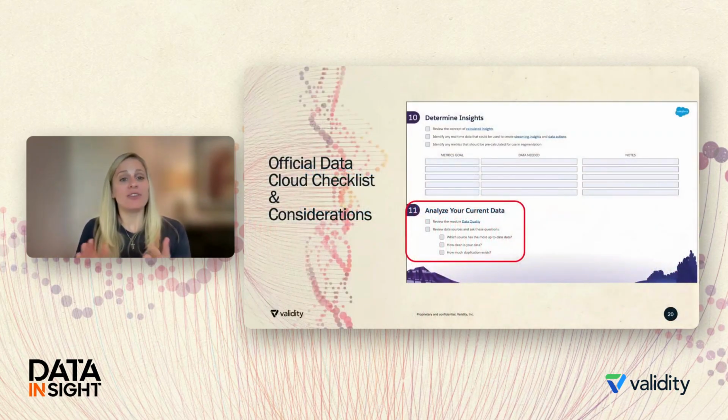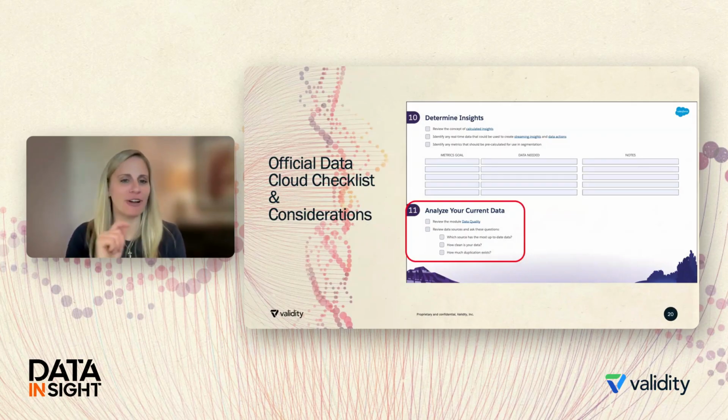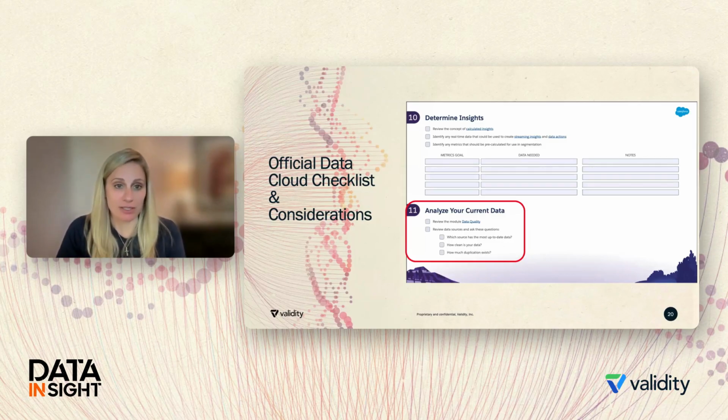All right. So again, another proof point for you. This is also in your resources, but I was looking through the very last point in the official Salesforce Data Cloud checklist and considerations. They say: analyze your current data. What does it look like? Take the Data Quality Trailhead. How many duplicates do you have? It's prompting you to look at these problem areas that are going to affect, and do affect, everybody in the Salesforce ecosystem.